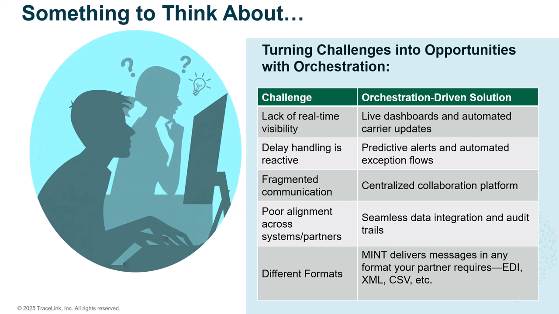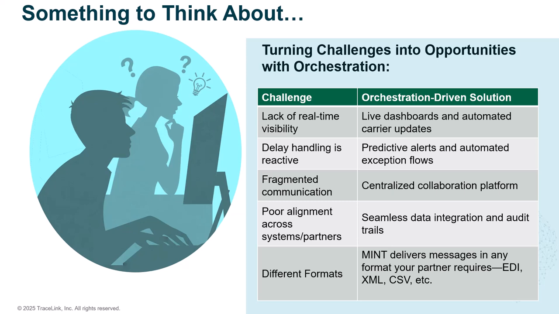Instead of working in silos or reacting to issues after they occur, orchestration empowers your teams with tools to act proactively, intelligently, and collaboratively. So the challenge with lack of real-time visibility: with an orchestration-driven solution, you have live dashboards and automated carrier updates. Where delay handling is reactive, you have predictive alerts and automated exception flows. If communication is fragmented, there's a centralized collaboration platform.